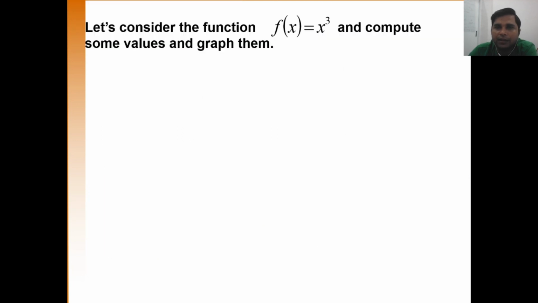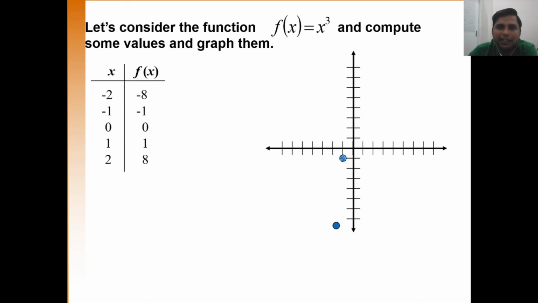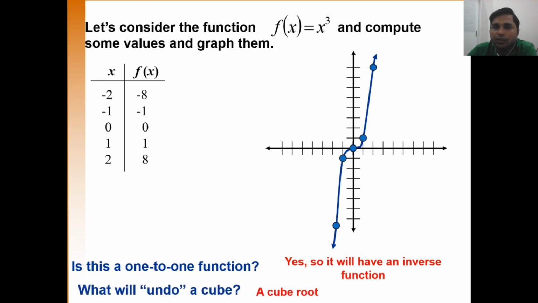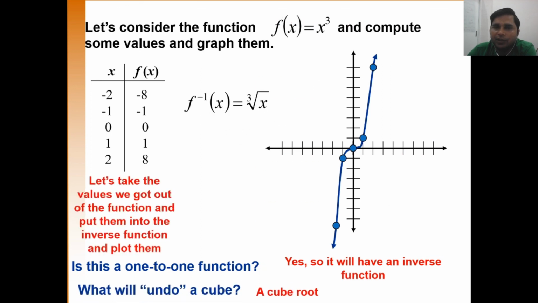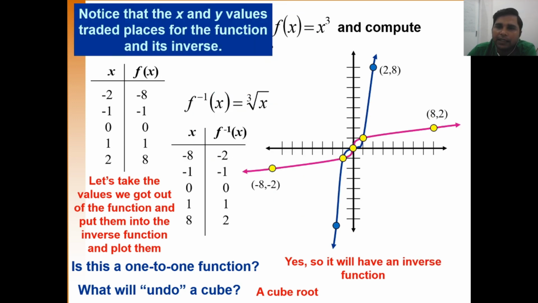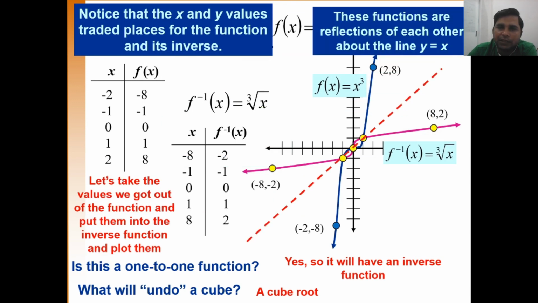Okay, simple. Let's consider the function and compute some values and graph them. So f(x) is equal to x cubed. You can graph it, and you can also figure out that it passes the horizontal line test. That's why the inverse is defined. So you can find the inverse, which is the cube root of x, and they are symmetrical about the line y equals x.